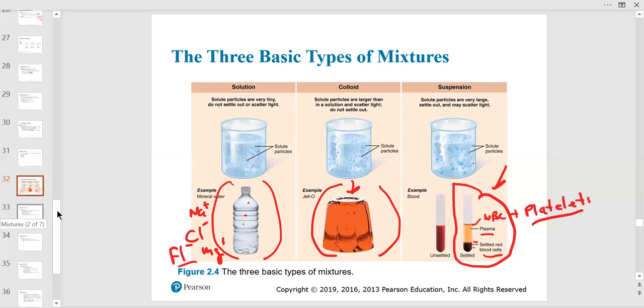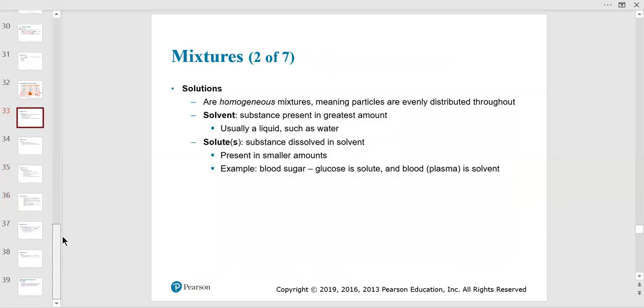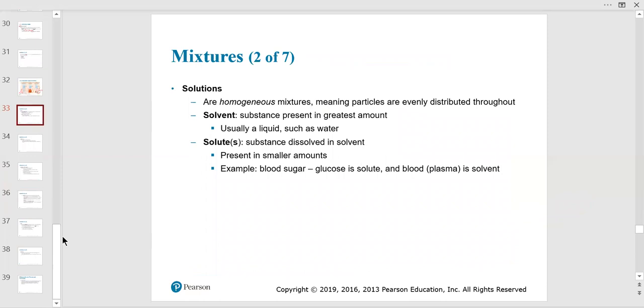I'm not going to do any experiments on that in lab or anything. Cool. So this is important, because we're going to move on in a lecture or so and talk about the cell membrane and how things go through it, and what osmosis is and diffusion.